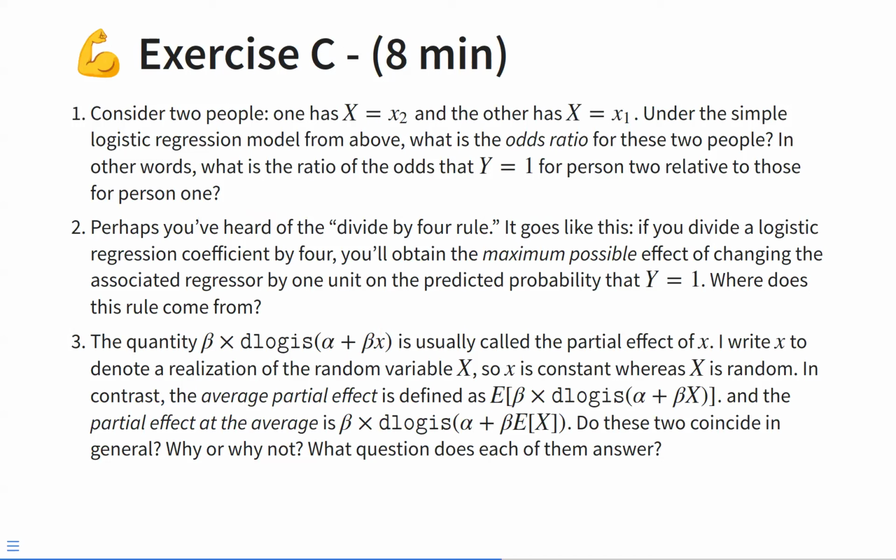All right, and now it is time for a slightly more complicated exercise. I would draw your attention in particular to exercise number 2, which talks about the divide by 4 rule. This is a very helpful rule in practice. It says that if you take a coefficient from logistic regression and you divide it by 4, that actually gives you the maximum possible effect of changing the associated regressor by 1 unit on the predicted probability that y is 1. So in this exercise, I'm going to ask you to figure out where that comes from, because if you can work it out from scratch, then you'll always remember it.